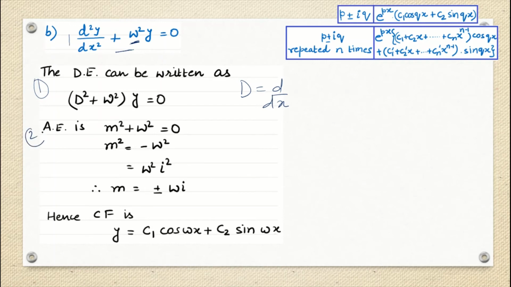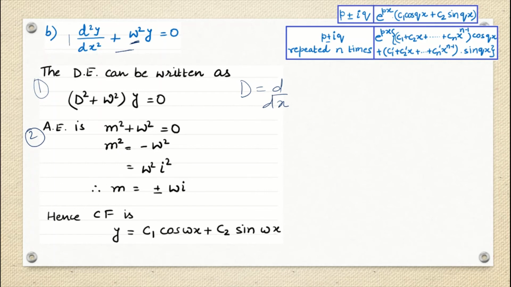Okay, so the second step is what? The auxiliary equation. What is the auxiliary equation? You just have to replace D with m, and you don't have to write this y. So it will be m square plus omega square equals 0.